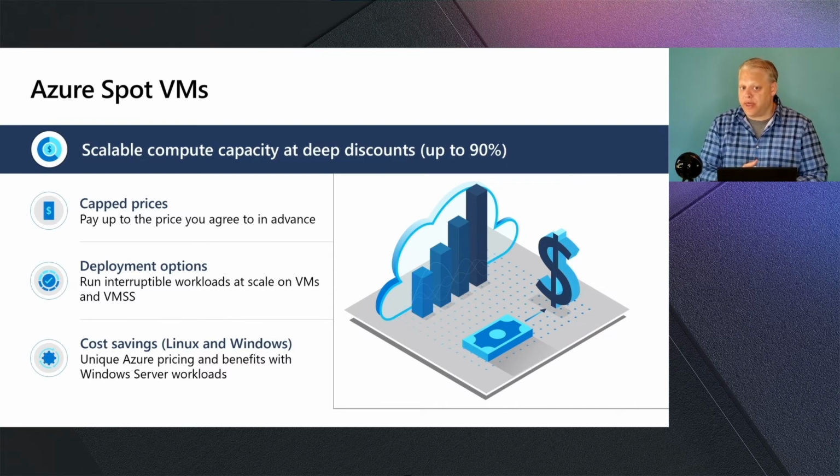Now, the caveat with that is if the capacity is needed for standard deployments, the instances will be evicted off of that capacity. And so that's the trade-off for very low cost, with the trade-off of the instances being evicted if the capacity is needed.